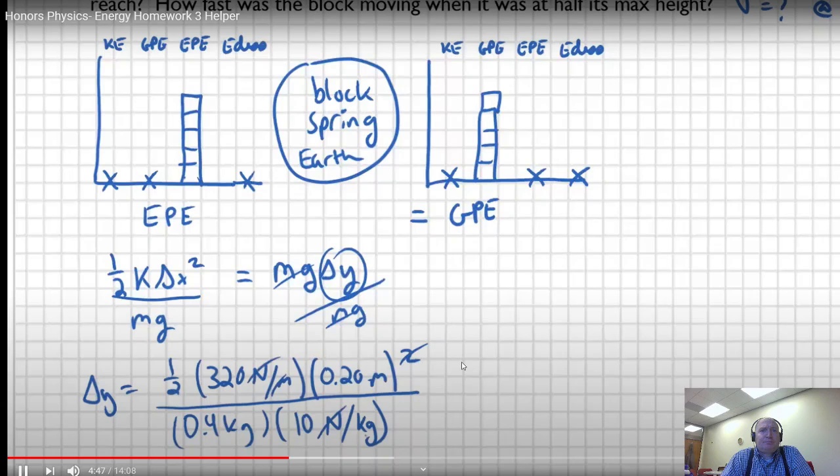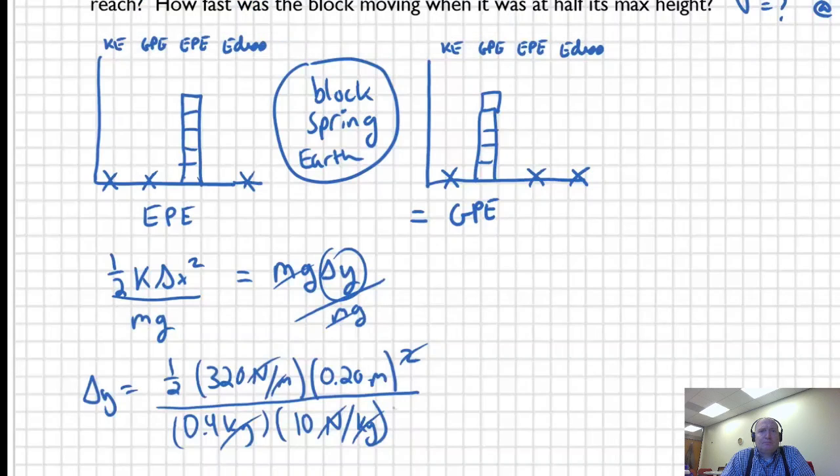This newton down here cancels with that newton up there. This kilogram cancels with that kilogram. And so you're left with meters, and that's right. So our delta y is going to be equal to 1.6 meters. It's going to be our change of position. And so we're going to go ahead and say that we made it 1.6 meters from the starting point.